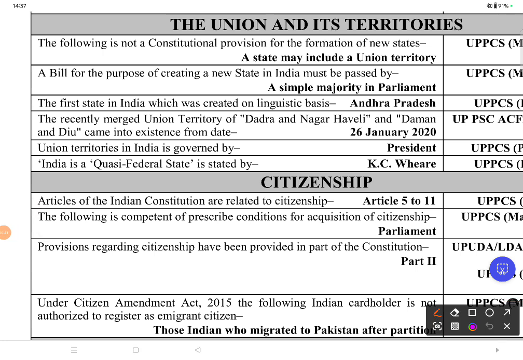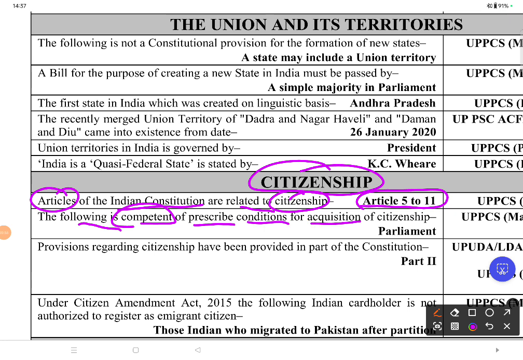Move on to the next chapter, that is citizenship. Which articles of the Indian Constitution are related to citizenship? That is Articles 5 to 11. The following is competent to prescribe conditions for acquisition of citizenship, that is Parliament. Provisions regarding citizenship have been provided in which part of the Constitution? Part 2.